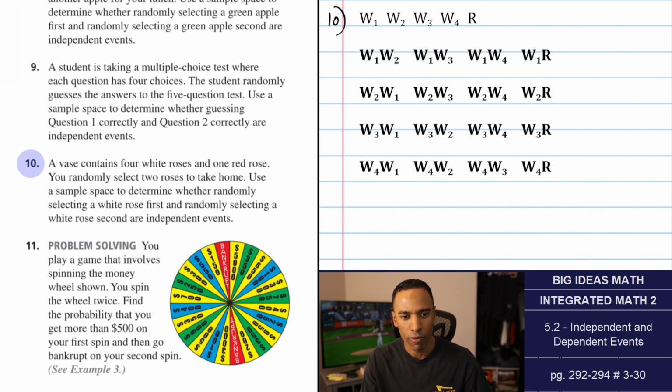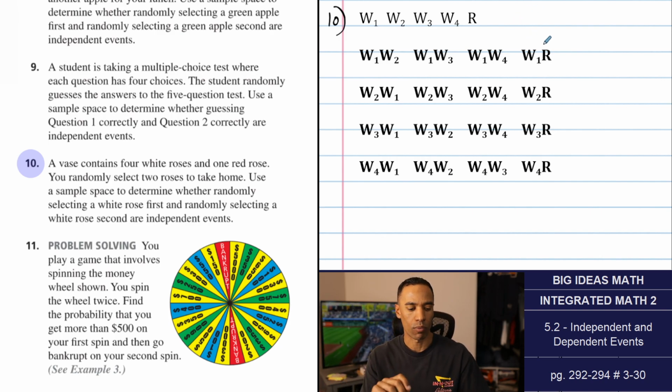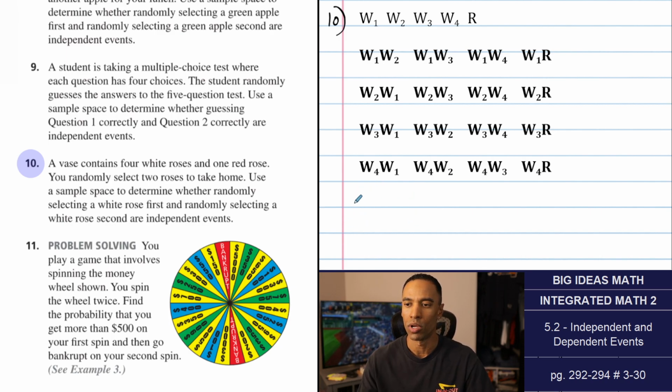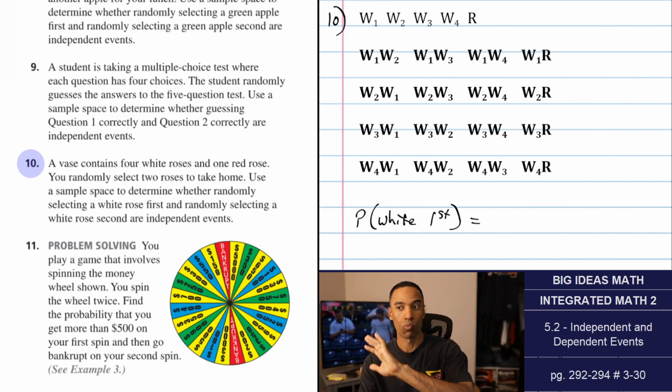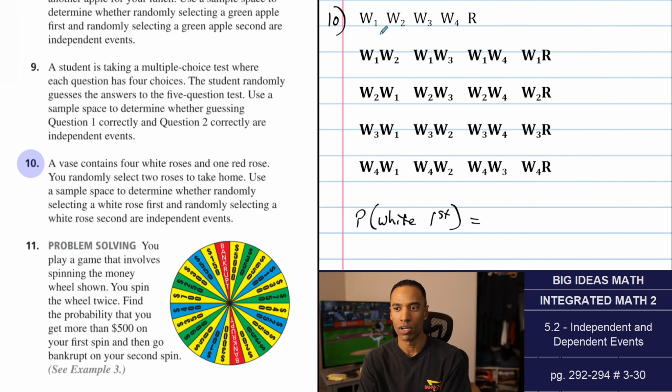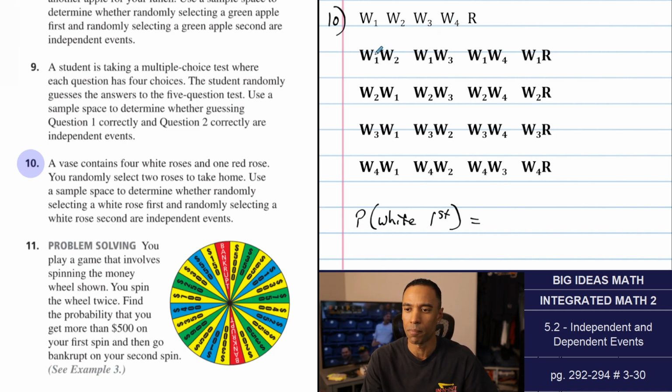Selecting a white rose first and randomly selecting a white rose second are independent events. Now, they shouldn't be, but let's see about the white rose first. It doesn't matter which white rose, but we wanted to lay them out to make sure we knew which ones we're choosing. So white first should be, whether we're counting this out or whatever, 4 out of 5. There are 4 white roses out of 5 total roses. But let's see how we would look at it here. All the ones where you can do white rose first.